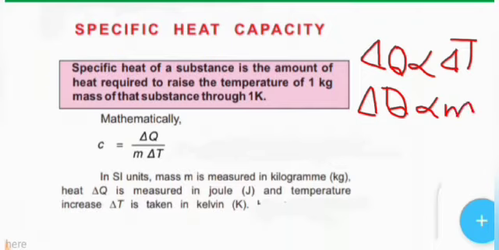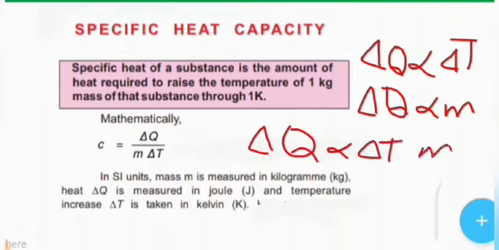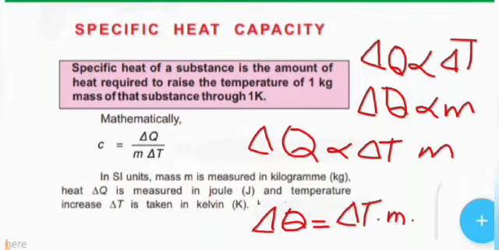So students, when we combine both of these equations, then it will become like delta Q is proportional to delta T multiplied by mass of the body, that is m. Now when we write it in the form of equation, it will become delta Q equals delta T dot m dot C. So students, here C is the constant of proportionality and is also known as the specific heat capacity, or simply the specific heat of the body.